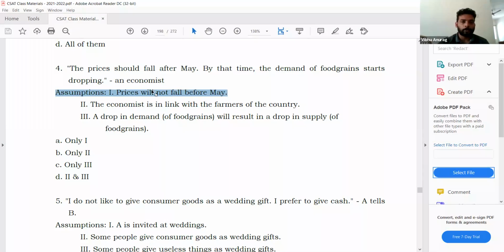Prices will not fall before May. Yes, it is a valid assumption. Because he has said prices should fall after May. So he believes they will not fall before May. So the first assumption is valid.